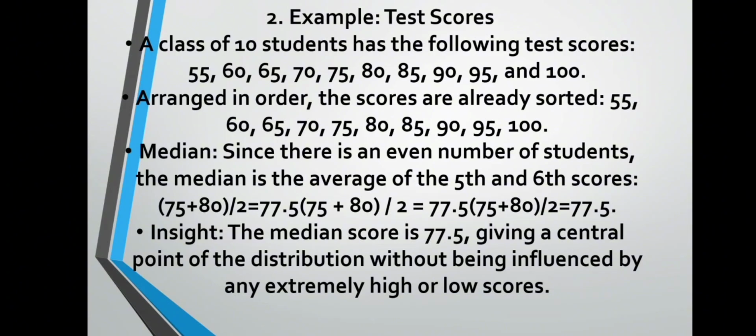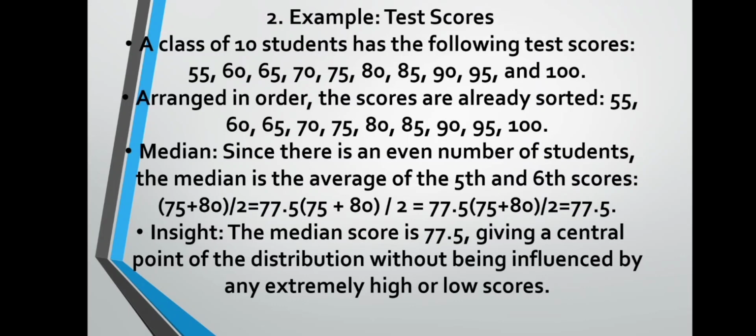Then the next example is test scores. Here it is written, a class of 10 students has the following test scores: 55, 60, 65, 70, 75, 80, 85, 90, 95, 100. At first, we need to arrange the data in ascending order. So you can see that the data is arranged in ascending order.